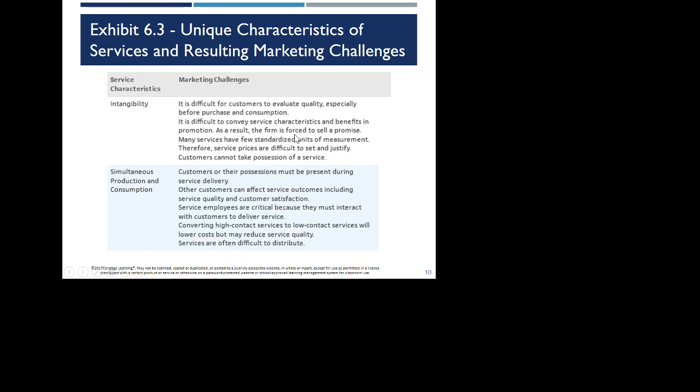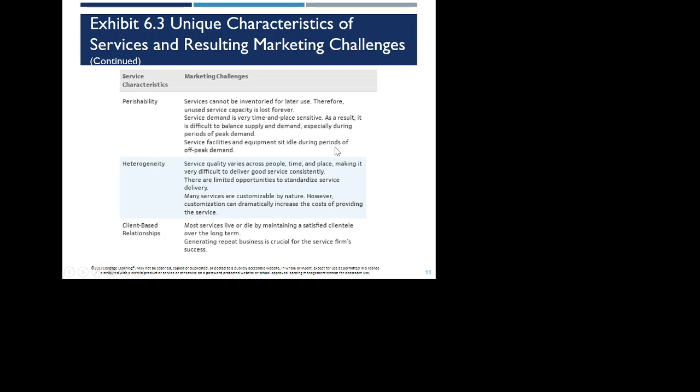Okay. If we talk about services, services are intangible products. Remember that there are different characteristics that make them unique from goods. They're intangible, meaning you can't touch them. Simultaneous production and consumption means you can't produce it until it's consumed. They happen at the same time. Perishable: as soon as they're consumed, they're gone.